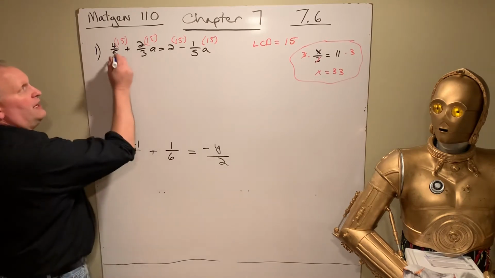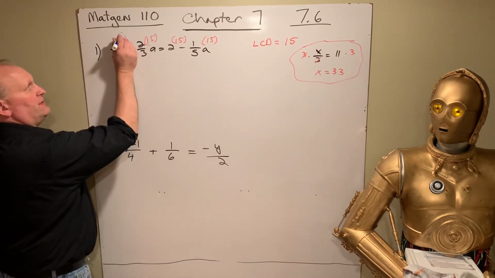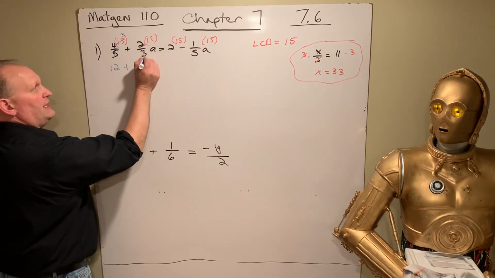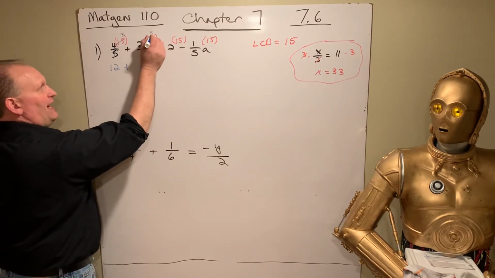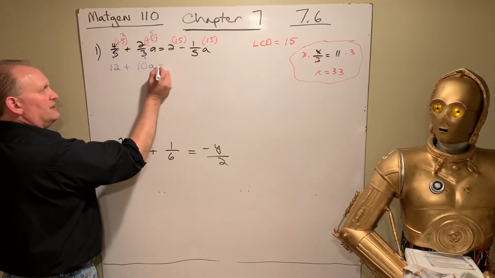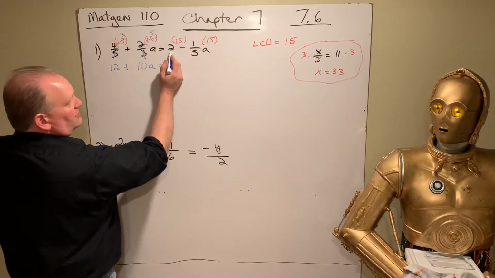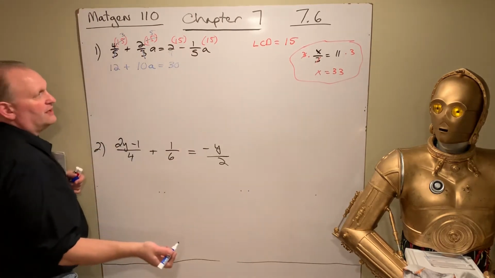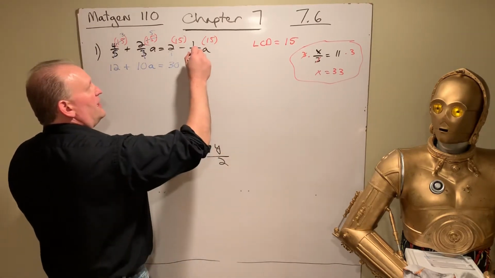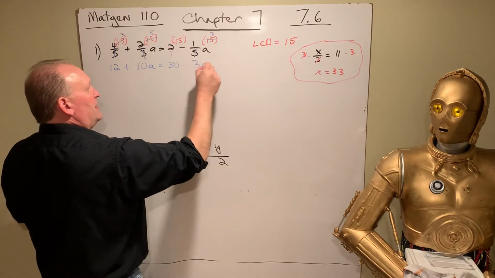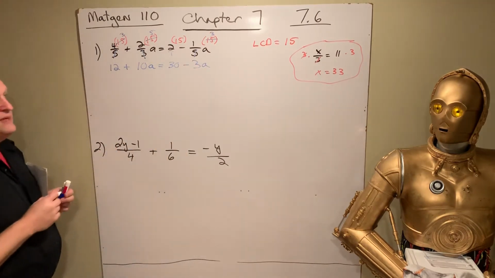So now look, 5 goes into 15 3 times. So that's 4 times 3, which is 12. 3 goes into 15 5 times. So that's 2 times 5, that's 10, and the A is still there. 2 times 15 is just 30. There isn't anything on the bottom, that's over 1, so nothing cancels there. And then 5 into 15 3 times. 3 times 1 is 3A. And now look, easy peasy lemon squeezy.